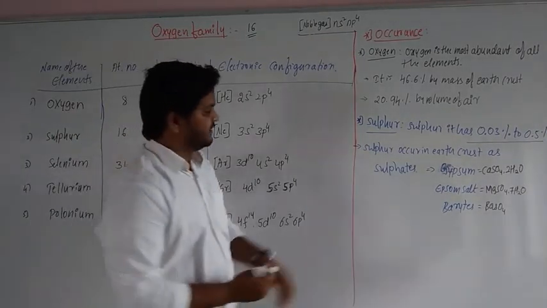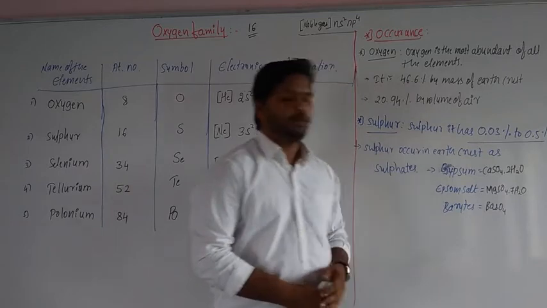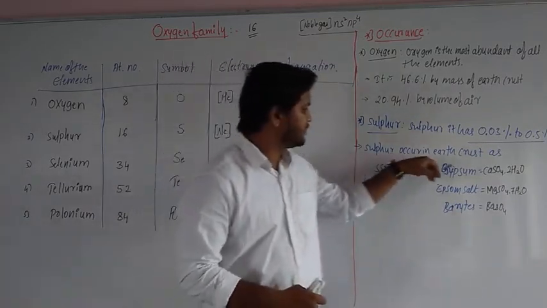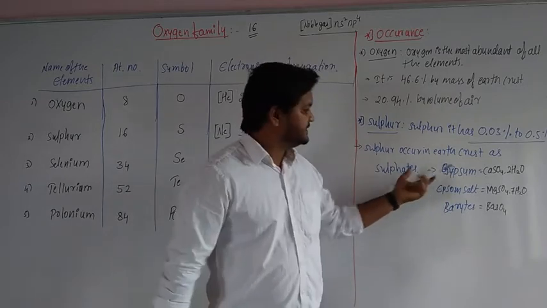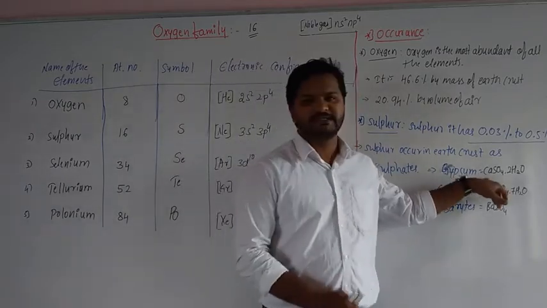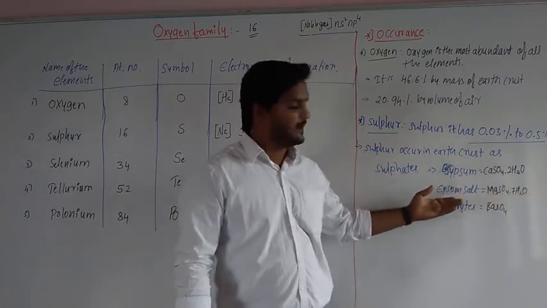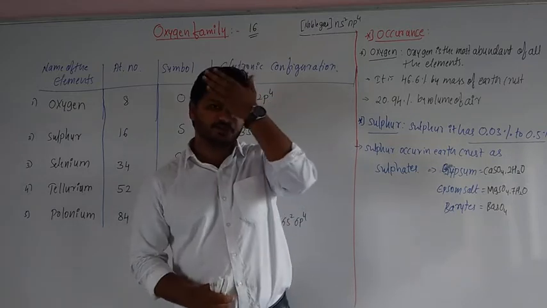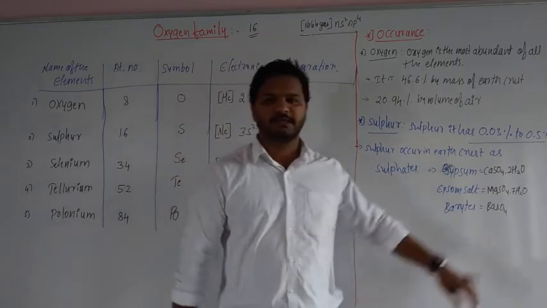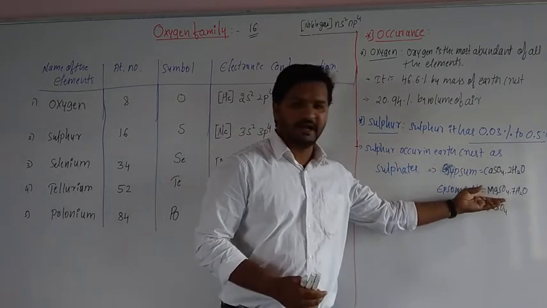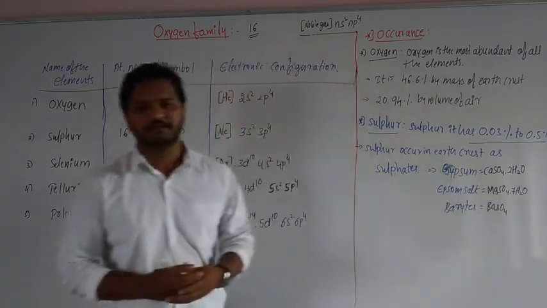Students, sulfur is present at 0.03 to 0.5% in the earth crust, and it occurs as sulfates: gypsum, Epsom salt, and barytes. Gypsum's formula is CaSO4 2H2O, Epsom salt's formula is MgSO4 7H2O, and barytes' formula is BaSO4. They are calcium sulfate, magnesium sulfate, and barium sulfate.